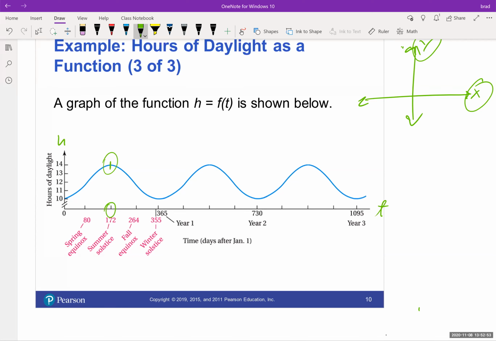So we could then say that this is the coordinate 172, 14, right? That would be our coordinate. And if these are going by 92-ish, I think they're going by 92. Oh, they're not quite perfect. They're just kind of doing it how they want. Okay.